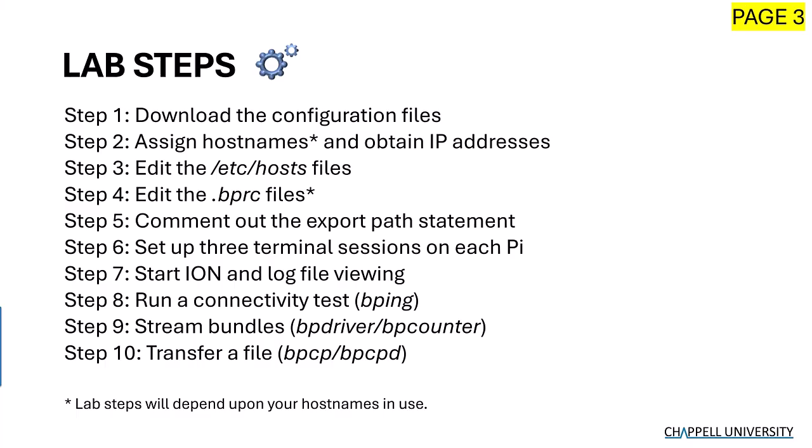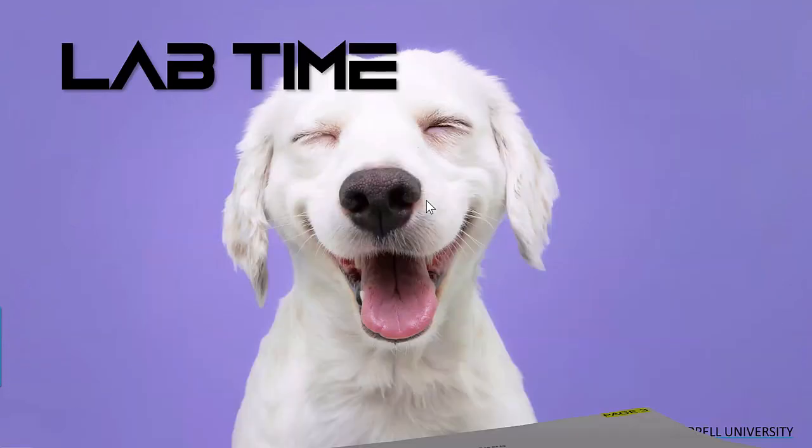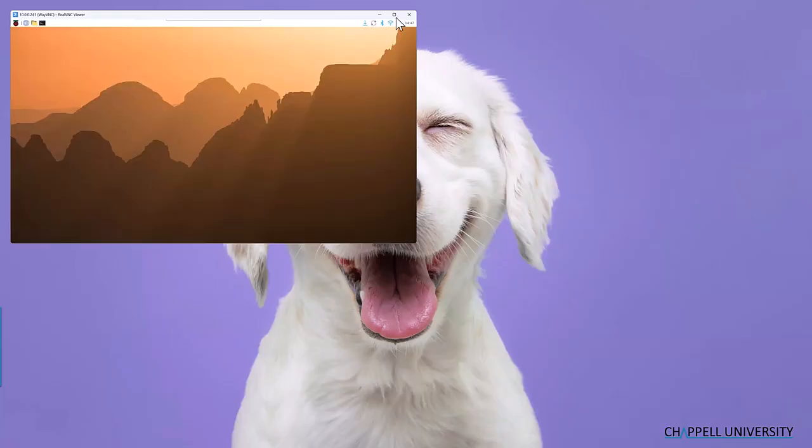I'm going to do a file transfer going one direction, and then I have an extra credit for you to do a file transfer going in the other direction. I've embedded a couple of files in the configuration zip files, so you can do that easily. All right, it is lab time. So I'm going to bring over my RPio1 here to start with.